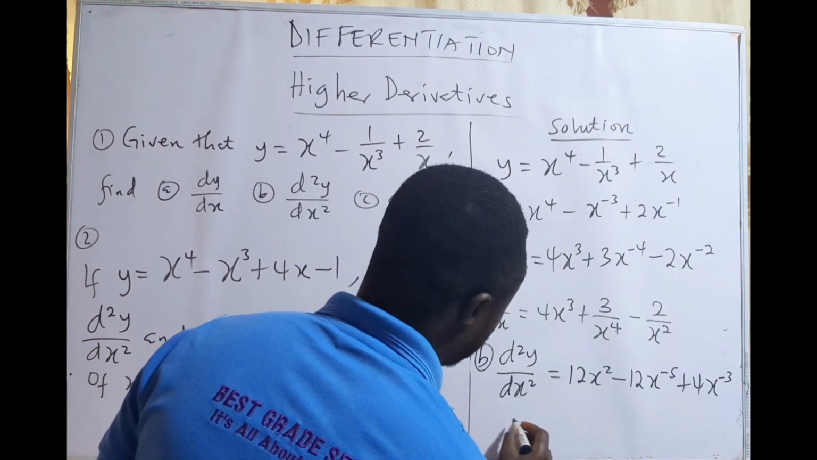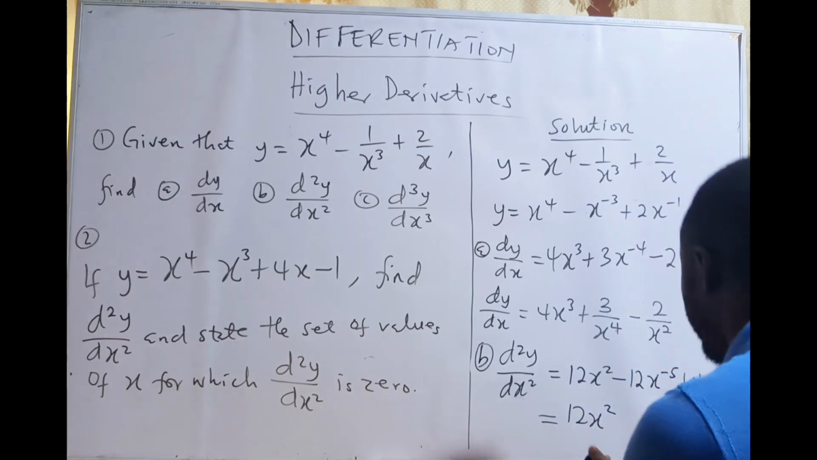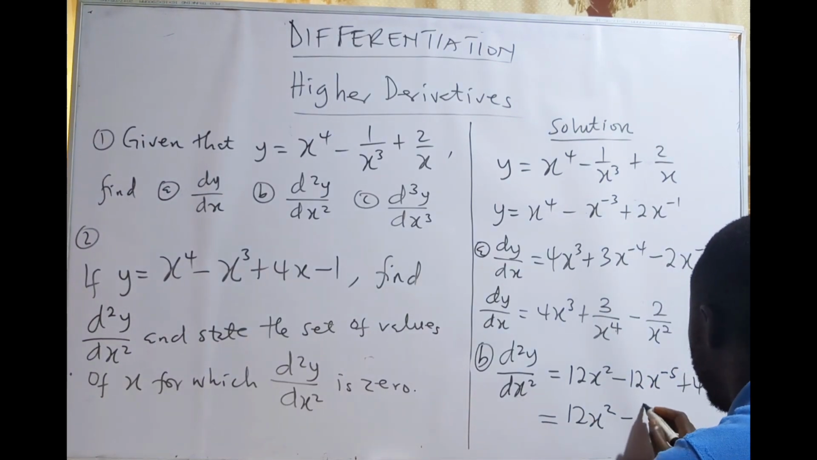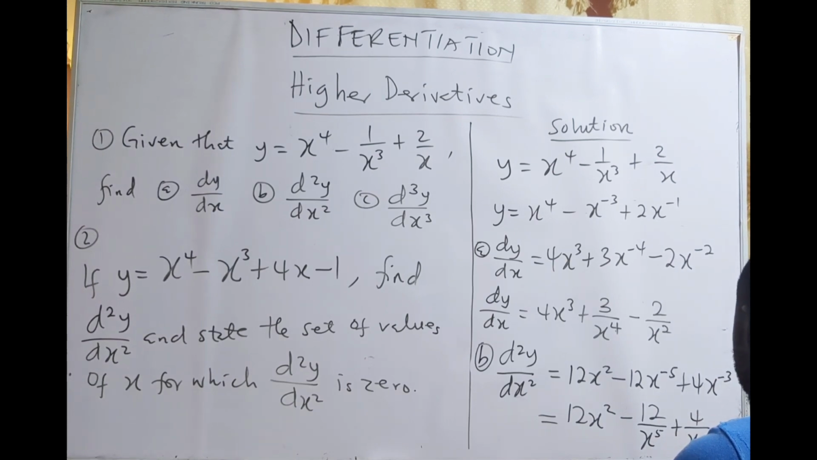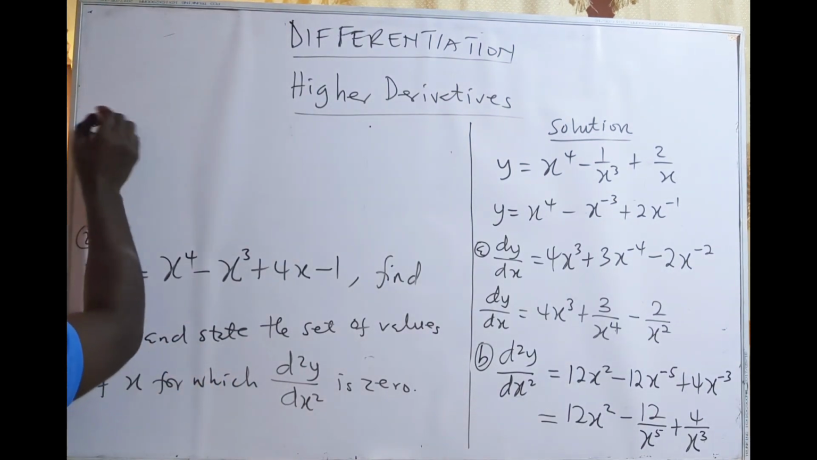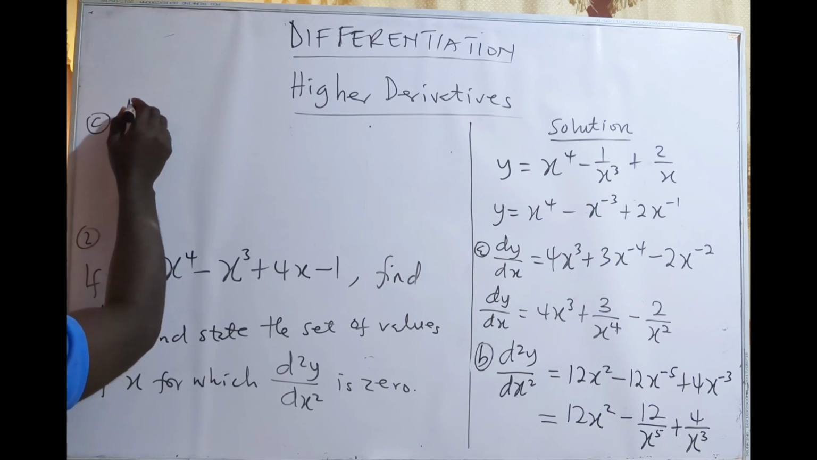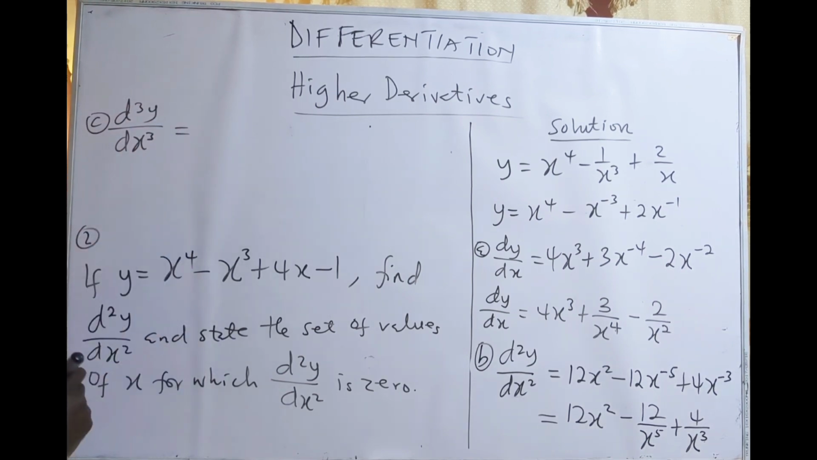So I can write this as what? 12x squared minus 12 on x exponent positive 5 plus 4 on x exponent positive 3. So when I further differentiate, this is what I can get. Let's see, what is d cubed y over dx cubed, the third derivative.